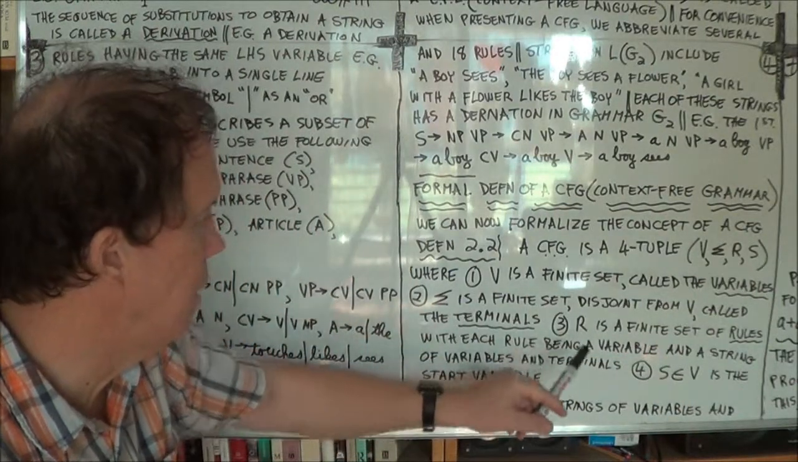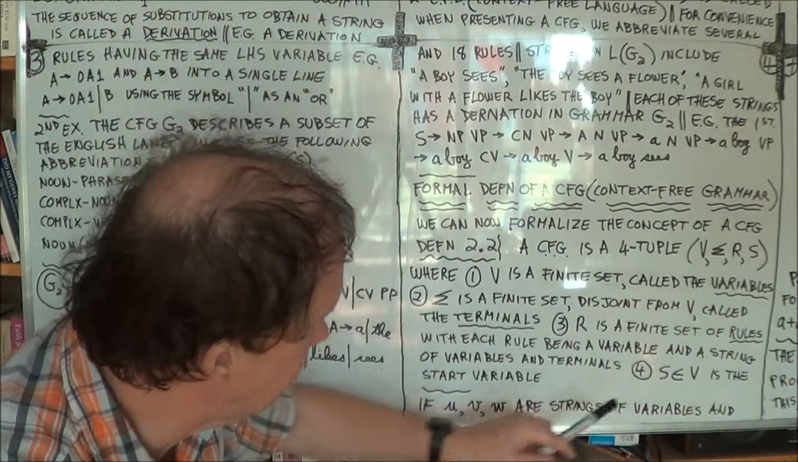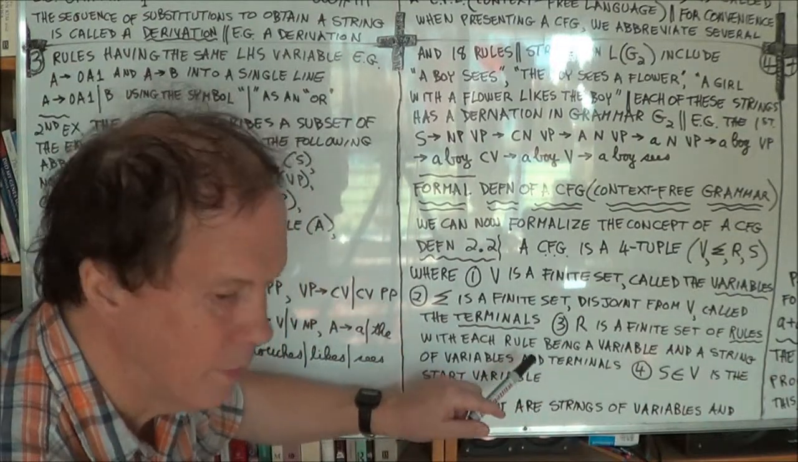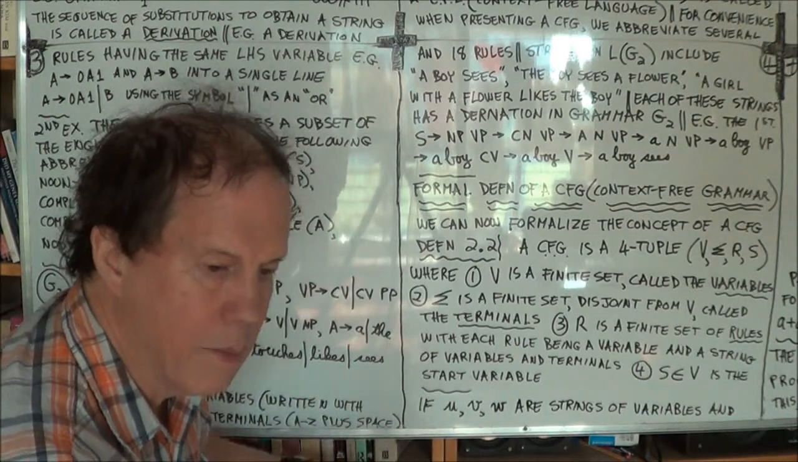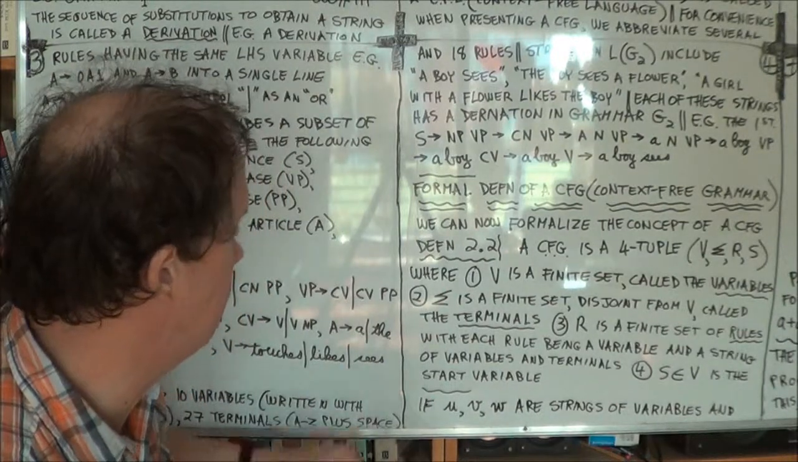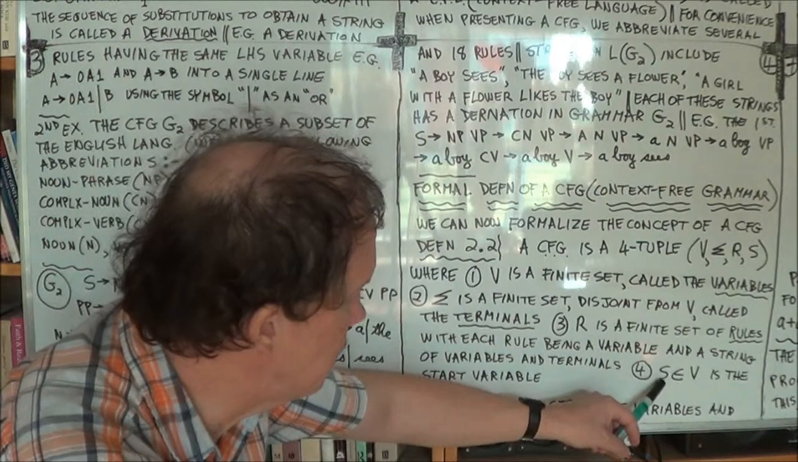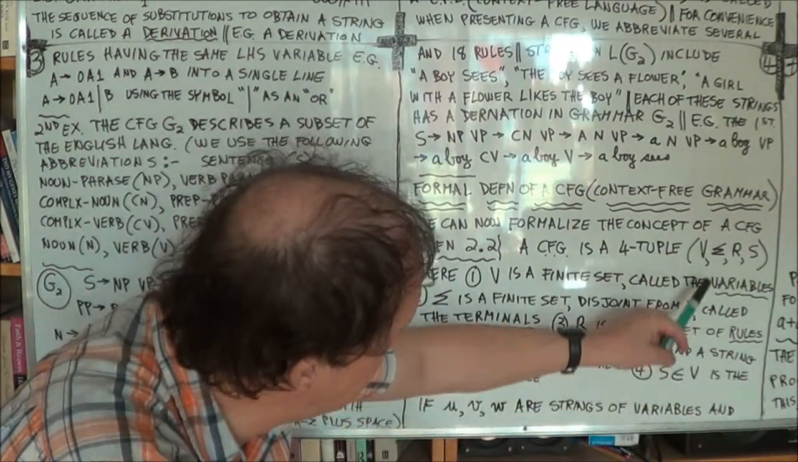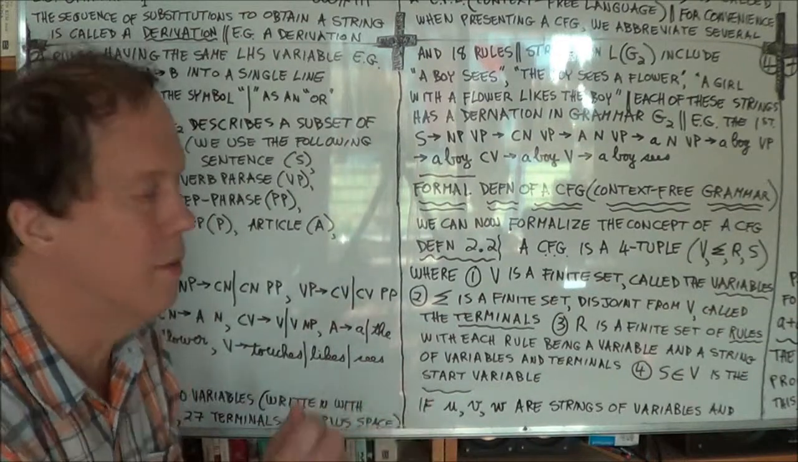And the rules consist of a variable, and usually an arrow, and then a string which can be a mix of variables and terminals on the right-hand side. And S is your start variable, and it's a member of V. So it's just one of the variables, but the one you start with.